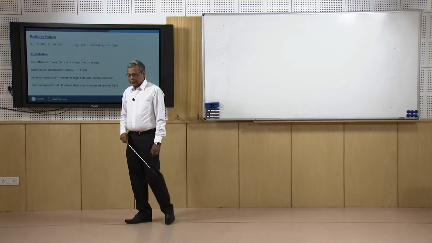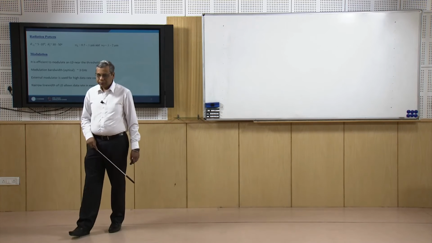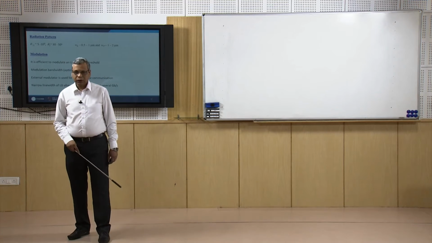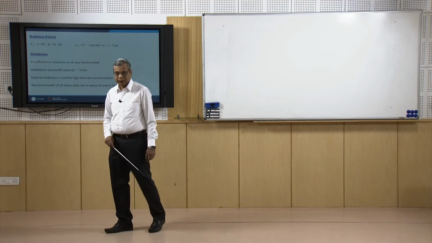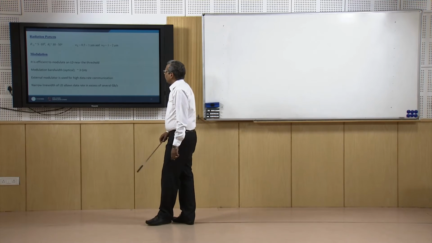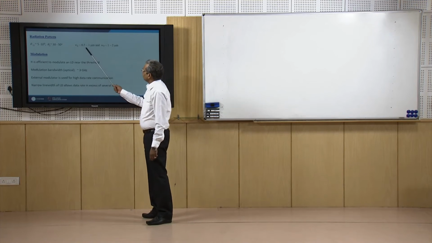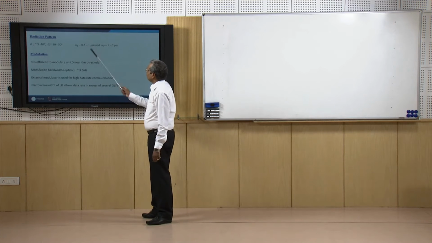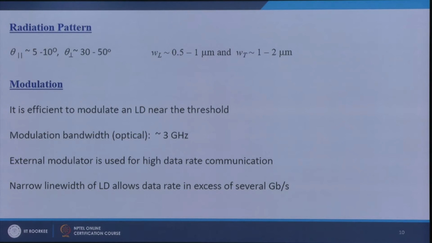The spot size, the spot that comes out of a diode laser, is not perfectly circular, it is quite elliptical, and the width in one direction is 0.5 to 1 micrometer, and in the other direction it is 1 to 2 micrometer.